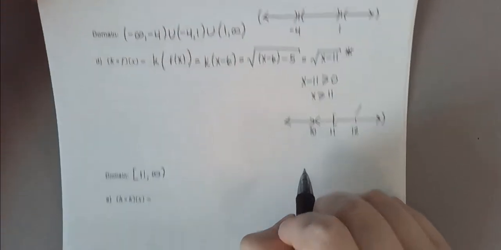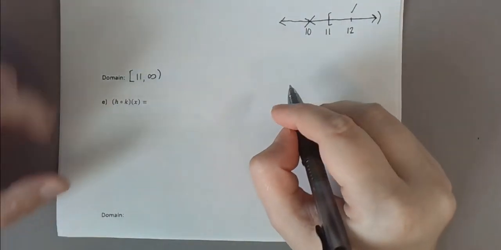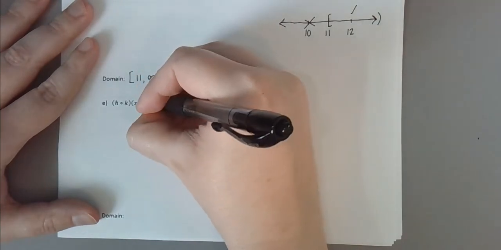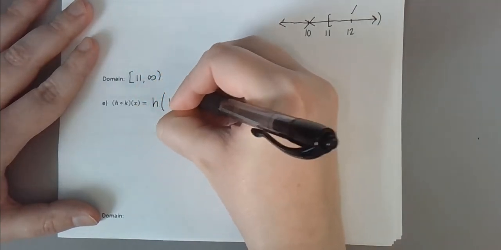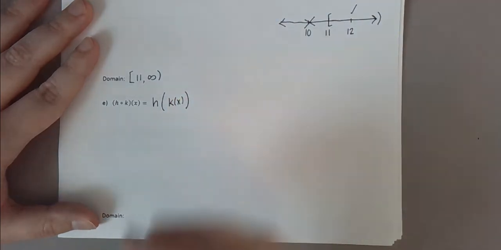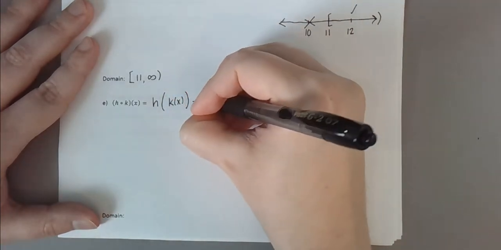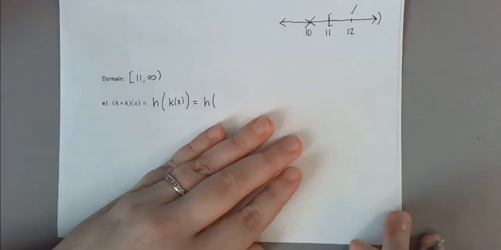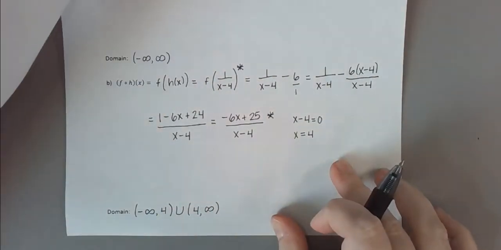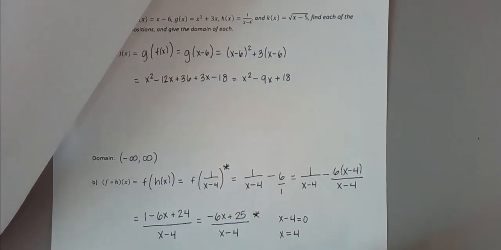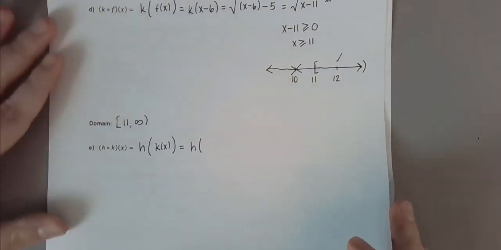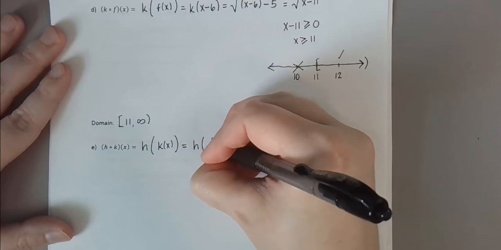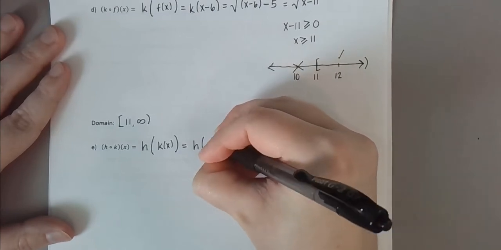Okay, let's do one more. Let's do the hard one, if we want to call it the hard one. So h composed with k. So h of k of x. Okay, now k of x, that was a radical function. So let's flip back over. So k of x is square root of x minus 5. So we're taking h of the square root of x minus 5.